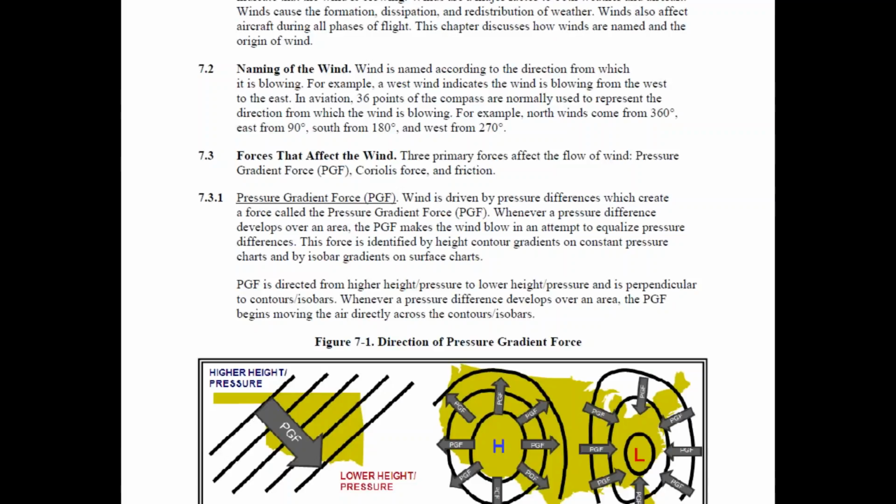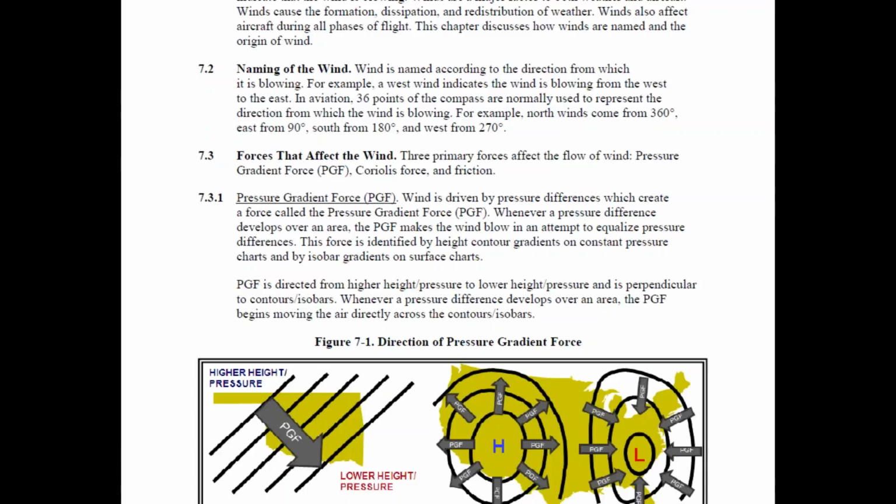Forces that affect the wind. 3 primary forces affect the flow of wind: pressure gradient force, Coriolis force, and friction. So pressure gradient force is driven by pressure differences which create a force called pressure gradient force. A lot of this stuff is just the science of wind. Don't have to worry too much about it.